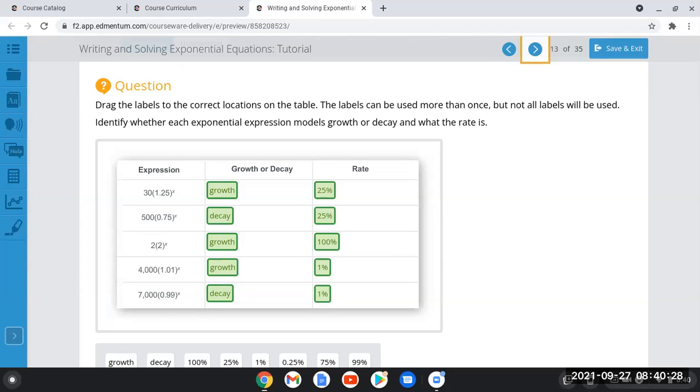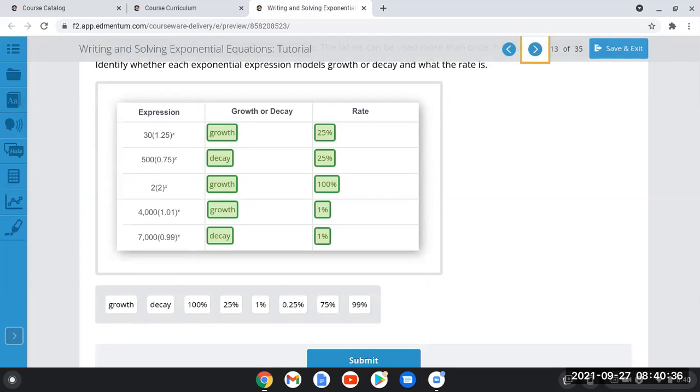Then we have the other ones of growth and then decay. Usually, if the number used is exponential growth, it would be 1 point something or just a whole number like 2. When you see 0 point something, that's usually decay. It's getting smaller. And then it explains it right here for you.